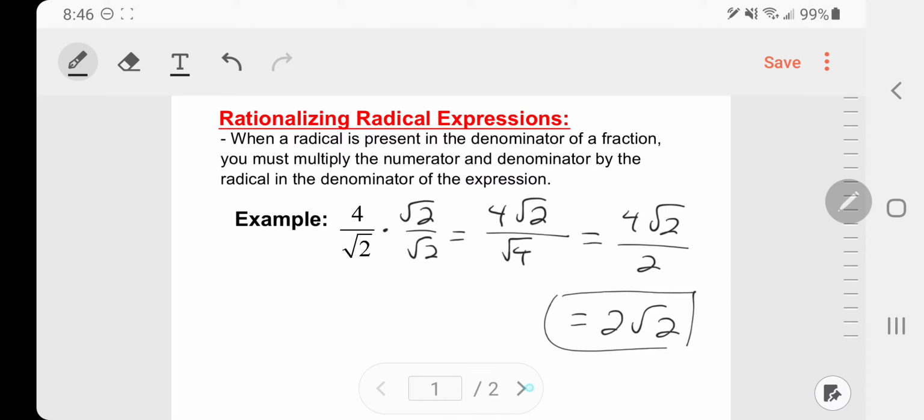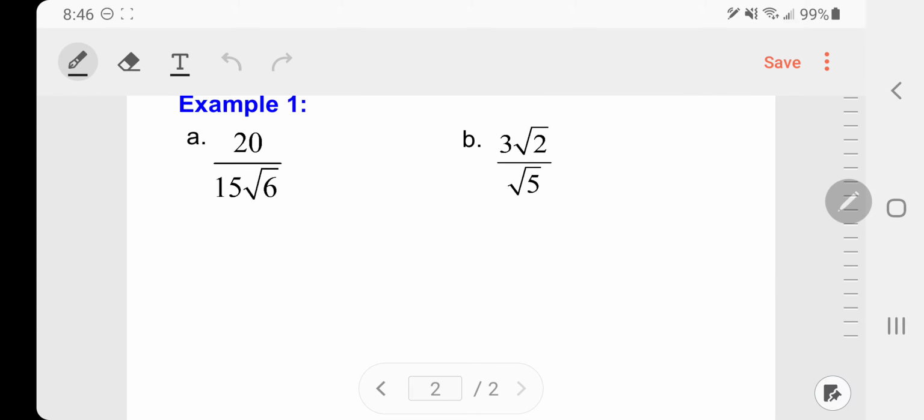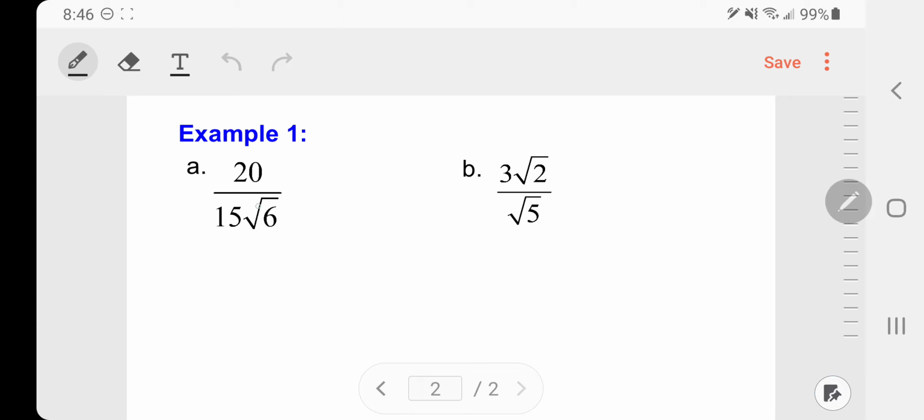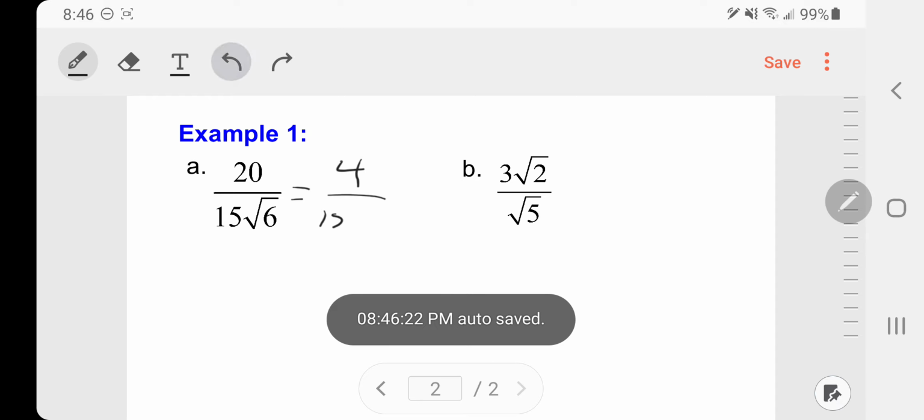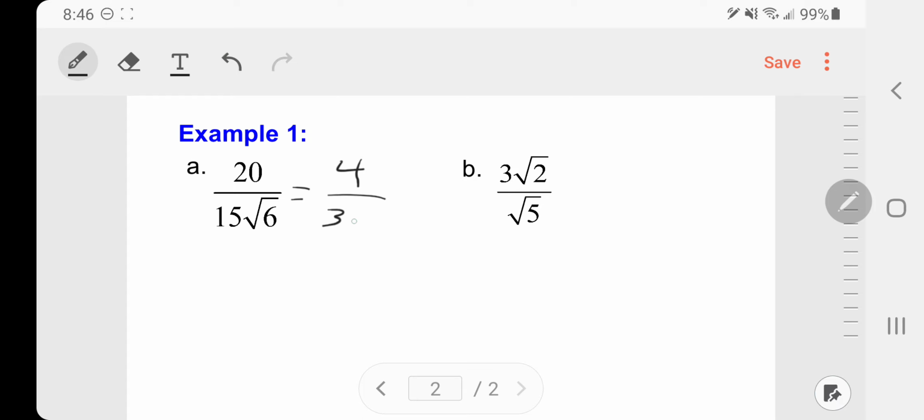Okay, let's take a look at a couple more examples. All right, so we have a few more here. In the first one, you can actually simplify this one in the beginning or at the end, either way. I'm going to go ahead and do it in the beginning, probably make my numbers a little bit smaller. So this is going to become 4 over, and then I have 3 square root of 6. Okay, so 4 over 3 square root of 6.